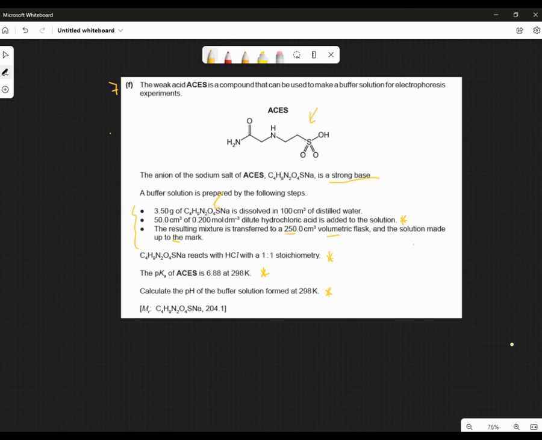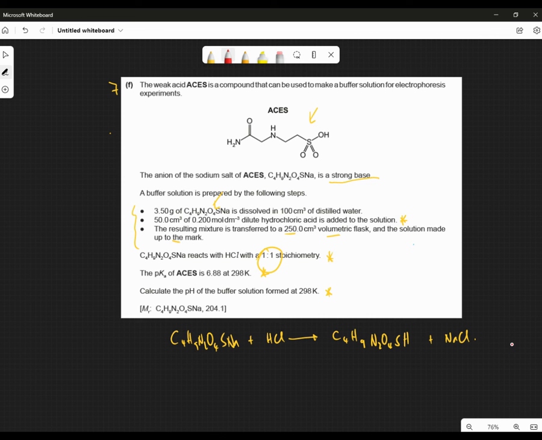Okay, so let me do this. I'm going to call, oh no, let's do it properly. C4H9N2O4SNa is going to react with HCl. And obviously, it's going to reprotonate it, isn't it? So I'm going to call this C4H9N2O4SH. All right. And it's going to reprotonate, and then we're going to get NaCl left over. So, and it says it's 1-to-1. So there you go. We've got all the components we need.